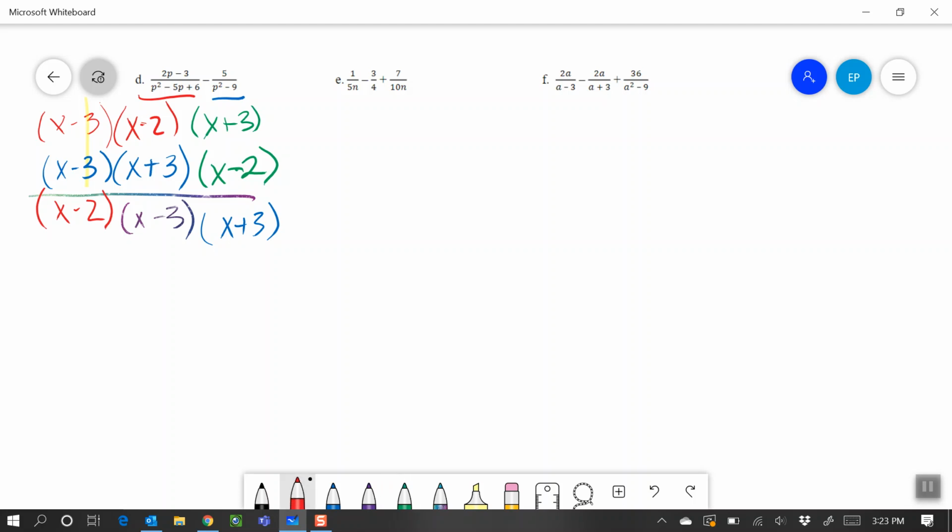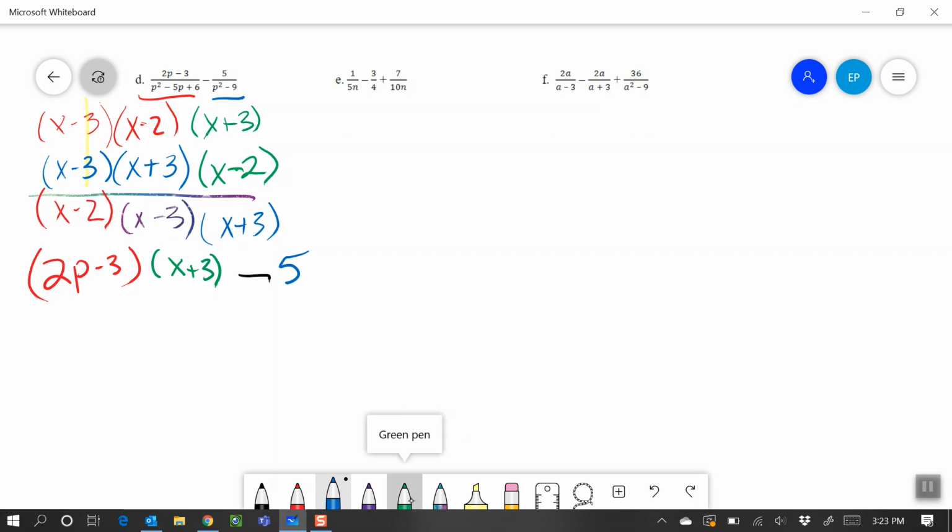So the red fraction, 2p minus 3 times x plus 3 minus 5 times x minus 2. And I'm going to simplify that first before I look at anything on the bottom.